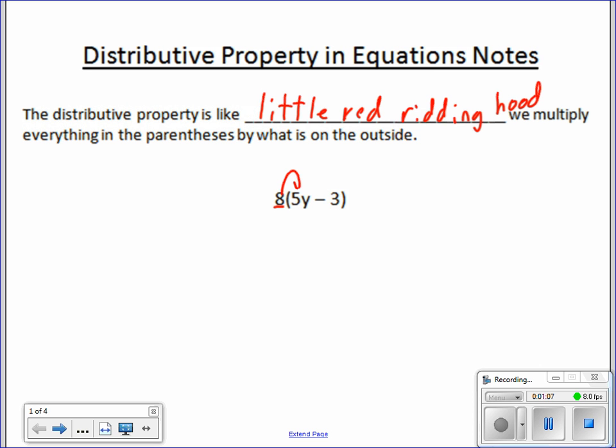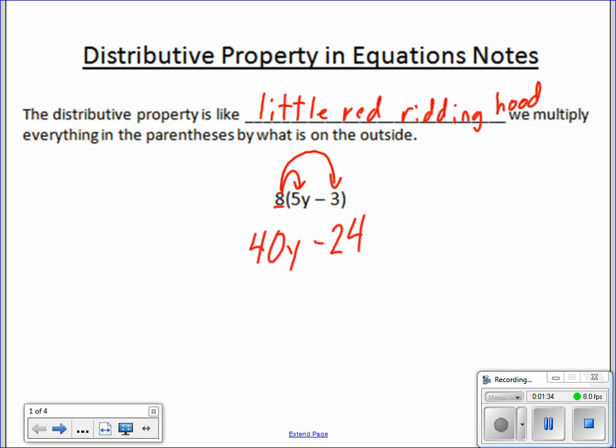So we're going to multiply grandma, the first term, by 8. 8 times 5y is 40y. And we're going to distribute the second term in there, that minus 3, or negative 3, by 8. That gives me a negative 24, or minus 24. So that's how I distribute through the parentheses.